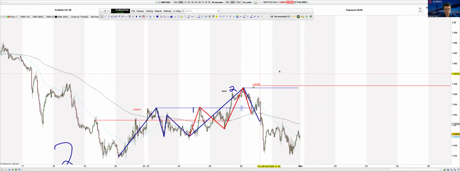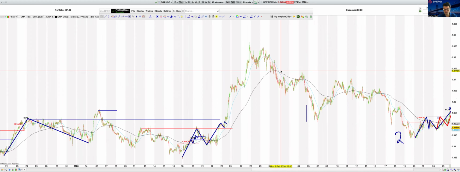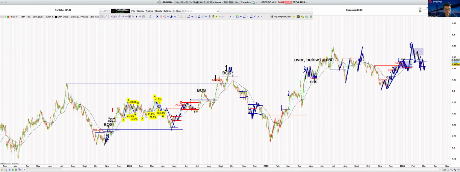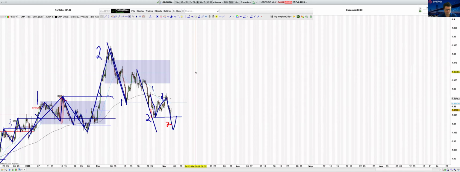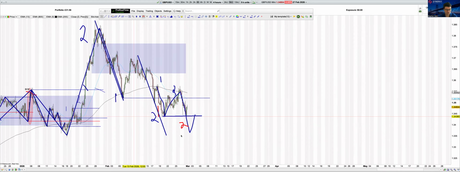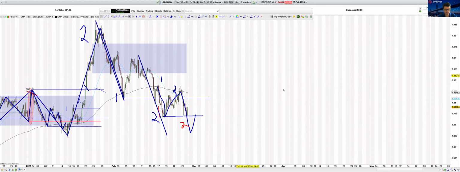GU, back to the lows. Looks like, well, GU looks to me, we've made a 1 and a 2. We're anticipating a 2 retest. That would take it to the ABCD. Surely the ABCD completes.